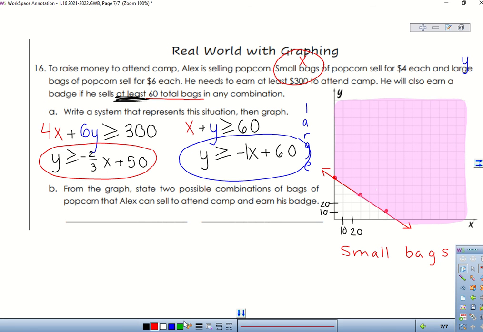So now for the other one, my y-intercept is 60, which is right here, and my slope goes down 1 over 1. I connect them, and it needs me to shade above because my alligator again is eating the Y.